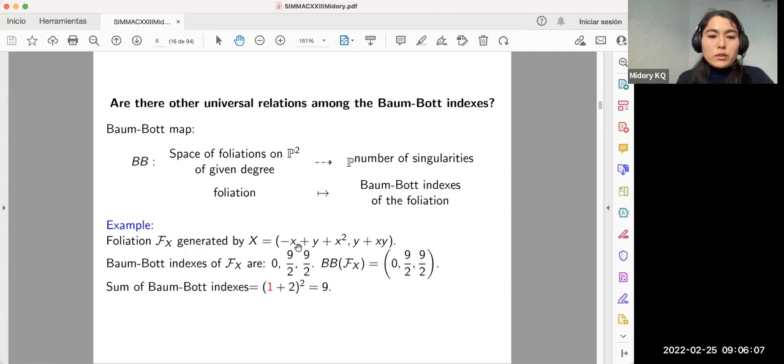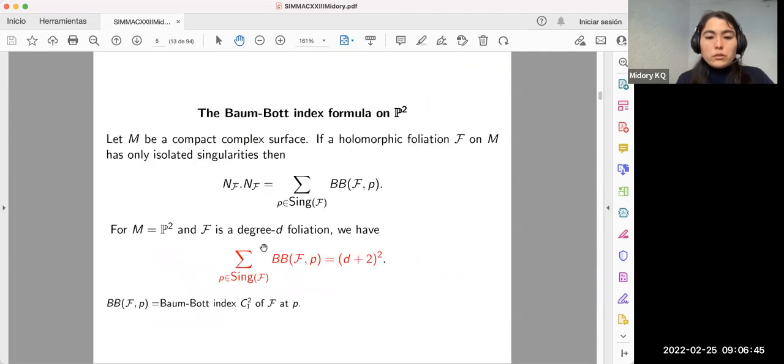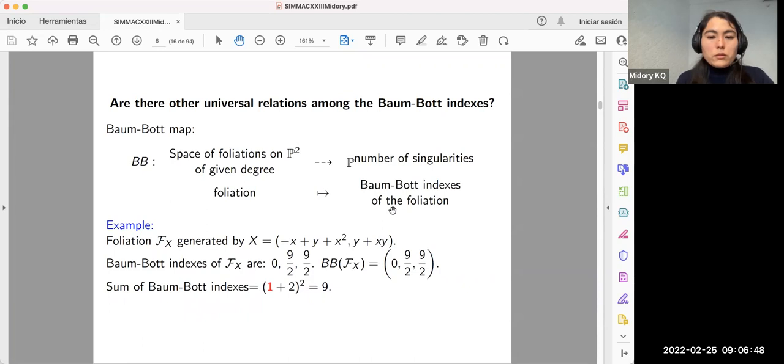For our example here, this vector field generates a foliation, and its Bott indexes are these numbers. So the image will be this three-coordinate point, and the sum of the Bott indexes by the theorem is 9, which we also calculated. So every time, the image of this map is contained in the hyperplane given by this sum. The sum of the coordinates lies in a hyperplane. So in general, we would like to know what is the generic rank.